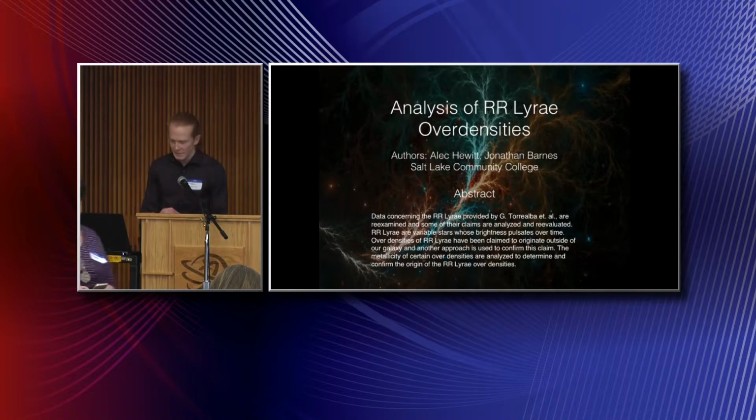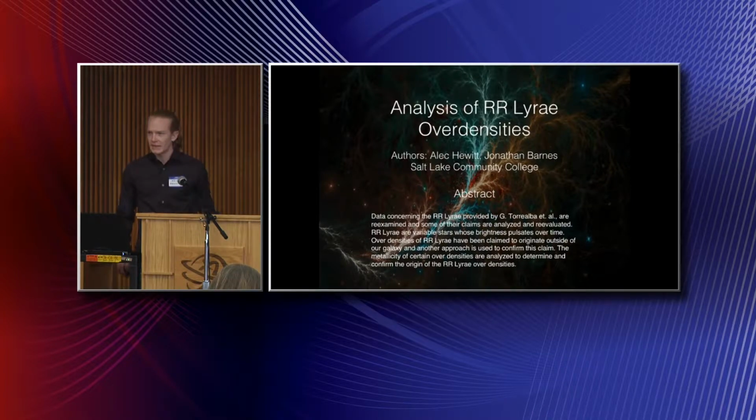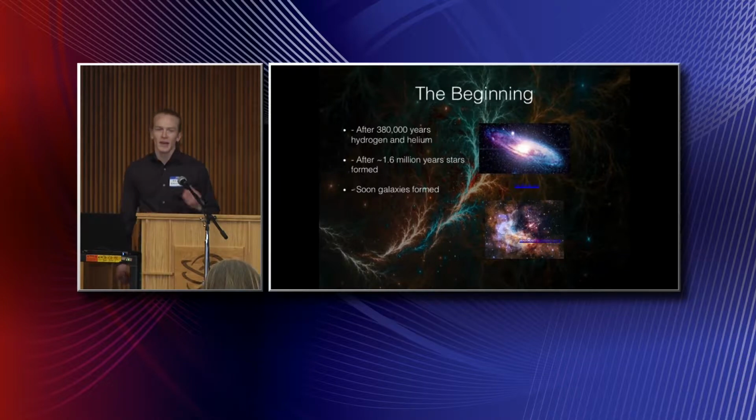Hello, everyone. My name is Alec Hewitt, and I am presenting an analysis of RR Lyrae over densities as well as their metallicity. So let's jump right into it. Briefly after the universe began to form, roughly 380,000 years after the Big Bang, hydrogen and helium atoms begin to form. And roughly 1.6 million years later, these huge hydrogen and helium clouds began to cool and condense into stars. And these stars eventually formed galaxies.